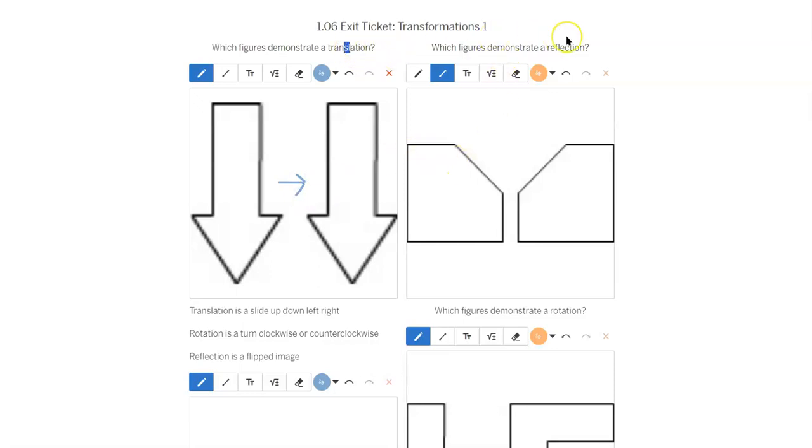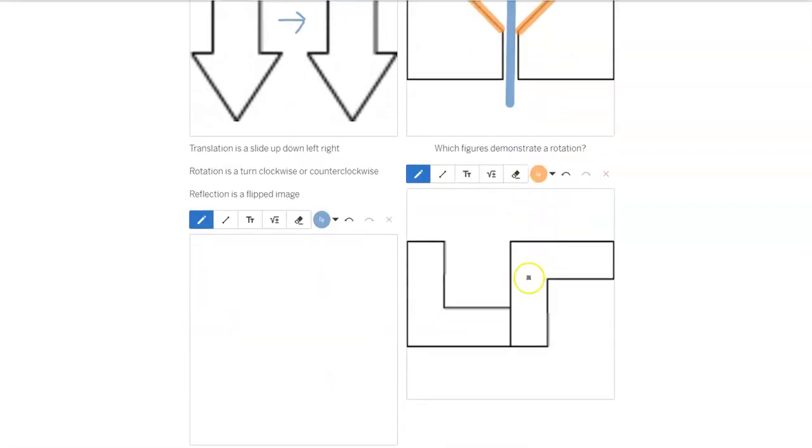or it slid: translation. This is a reflection, so this flipped over a line of reflection, which is right down the center. And this image rotated. Its point of rotation is right here. It's like I stuck a pin in it and just spun it all the way around, which we call rotation or turn.